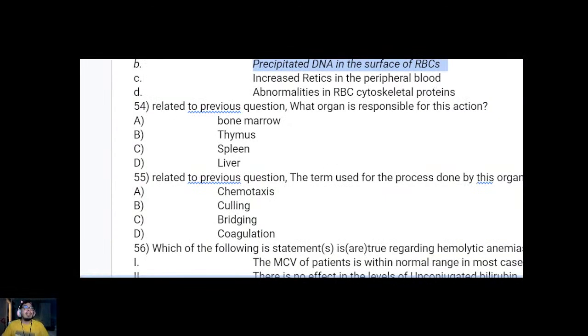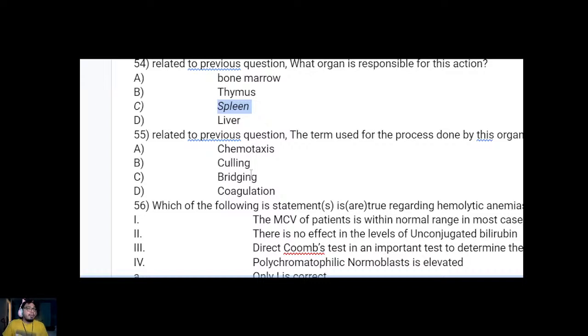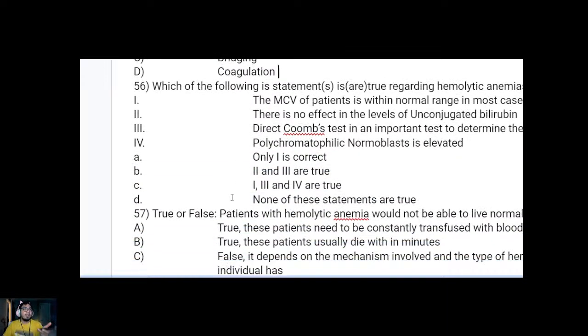In the previous question, spleen ulit yan. Okay? So, everybody knows that. I think everybody was able to answer that one correctly. Number 55, letter B is culling. Alright, so I mentioned that one earlier. Chemotaxis is not related, bridging is not related, coagulation is not related to that one.